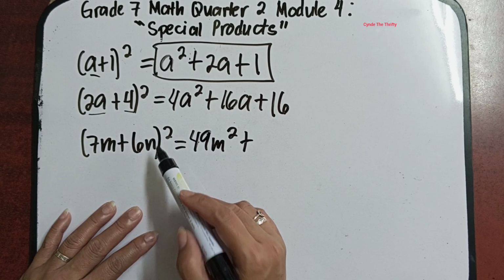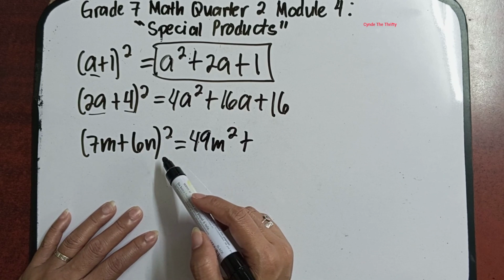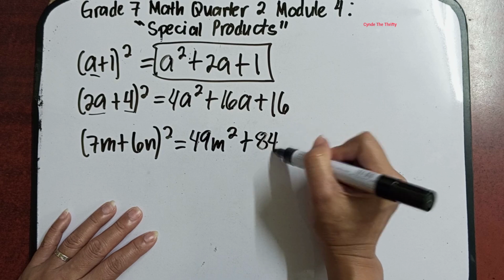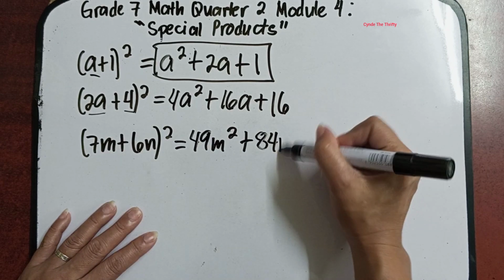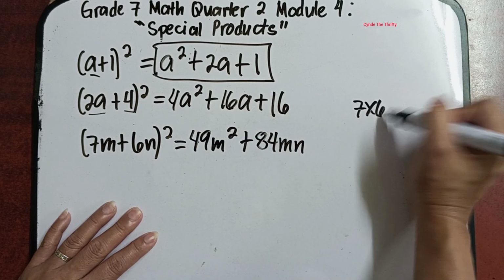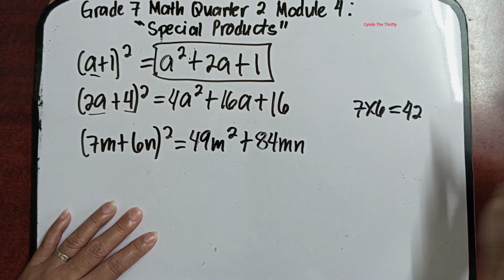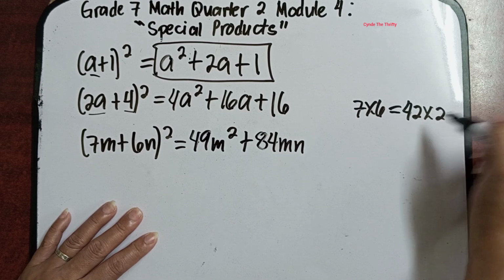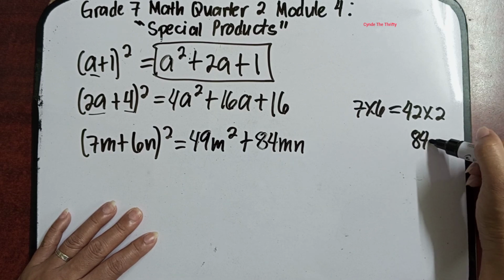So, 42 times 2 is equal to 84. Okay, 84 and then mn. Kopyahin lang natin si m at si n. Again, minultiply natin si 7 times 6 is equal to 42. And then, i-multiply pa natin siya ng 2. So, 42 times 2 equals 84mn.